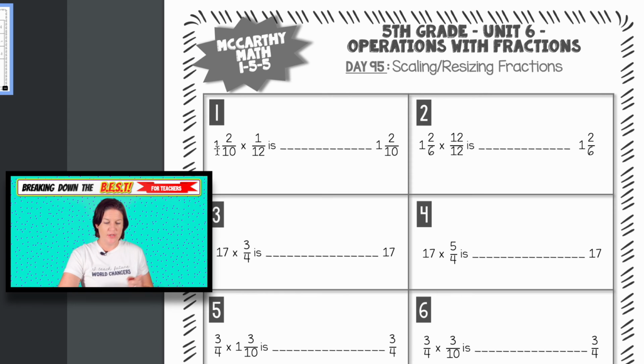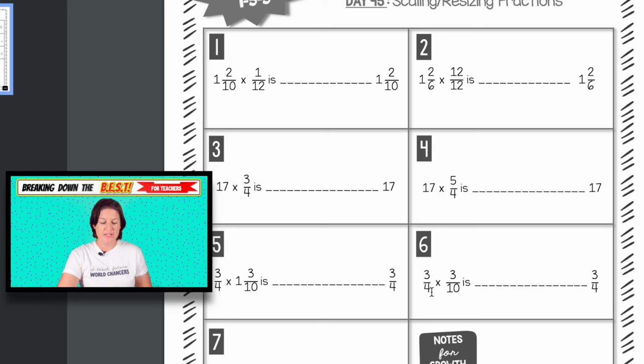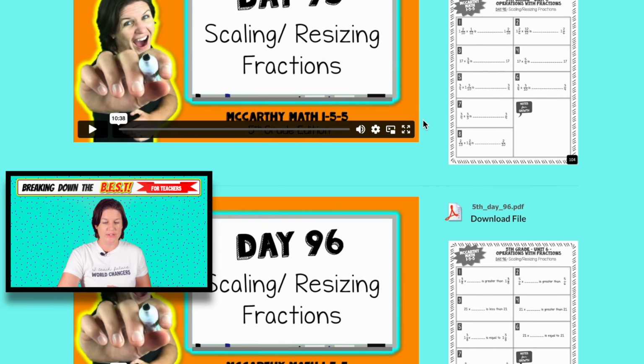As you can see, it says 1 2/10 times 1/12 is, and based on the standard that we've just learned, is less than 1 2/10. That's all that we're doing here. 3 3/4 times 3/10 is less than 3/4, because we're multiplying it by a fraction less than 1. So it's just practice on that. Another video lesson to help you practice with that.